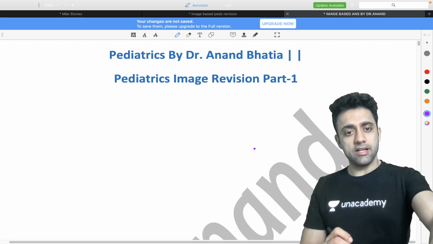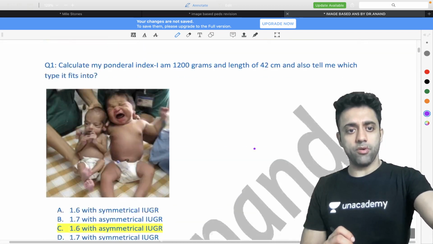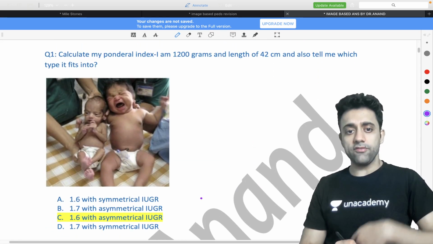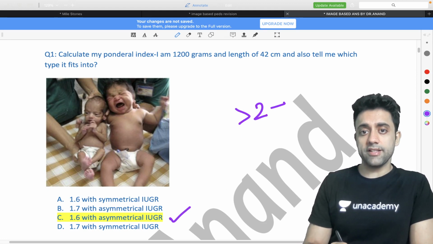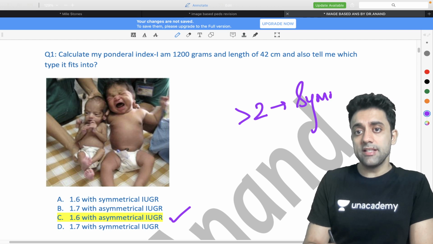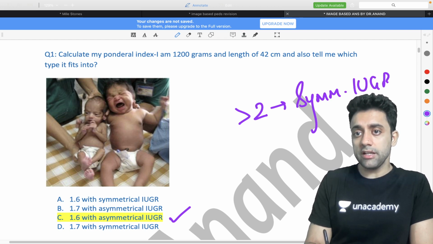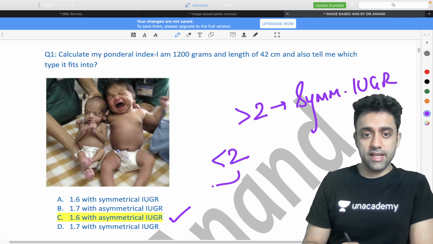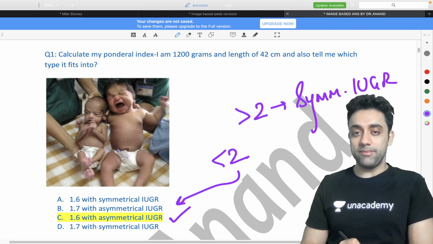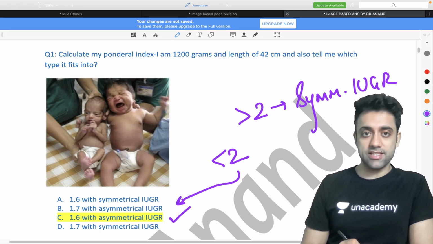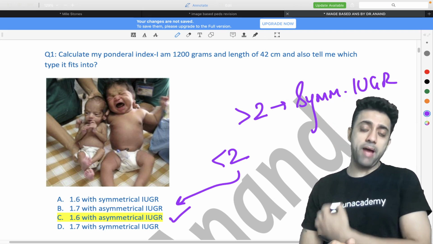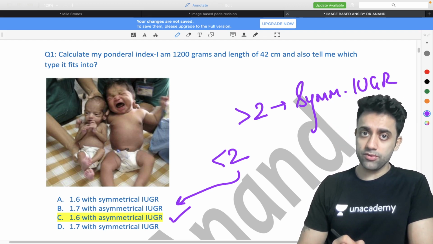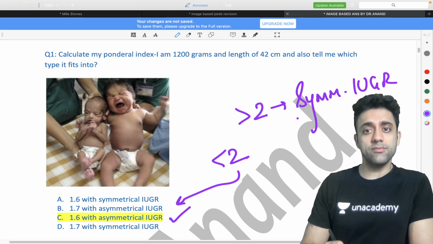Yes, the best answer for this question is that the ponderal index for this baby is 1.6. And please remember, if the ponderal index is more than 2, then the baby is symmetrical IUGR. And if the ponderal index is less than 2, as in this case, the baby is asymmetrical IUGR. Can you tell me which IUGR has a bad prognosis and which one has a good prognosis? So most importantly, symmetrical IUGR.